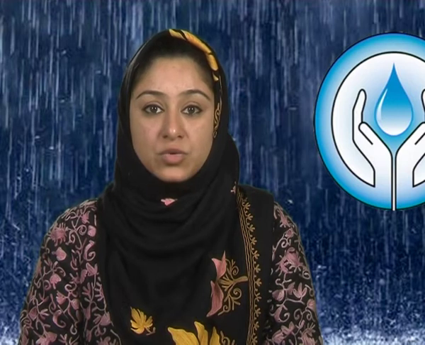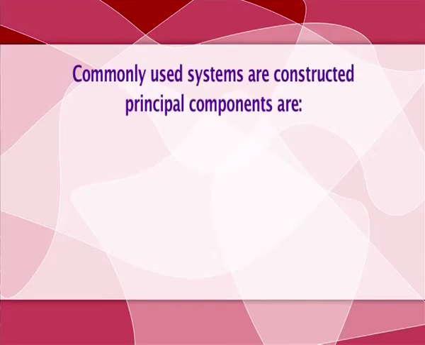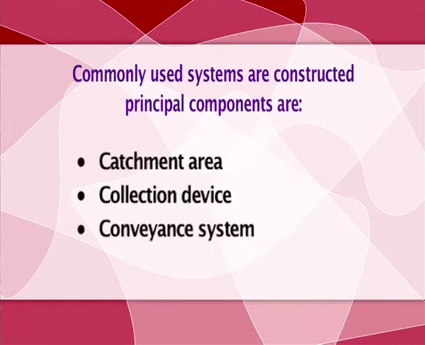Rooftop catchment rainwater storage tanks can provide good quality water, clean enough for drinking as long as the rooftop is clean, impervious and made from non-toxic materials. Lead, paints and asbestos roofing materials should be avoided. Commonly used systems are constructed of three principal components, namely the catchment area, the collection device and the conveyance system.